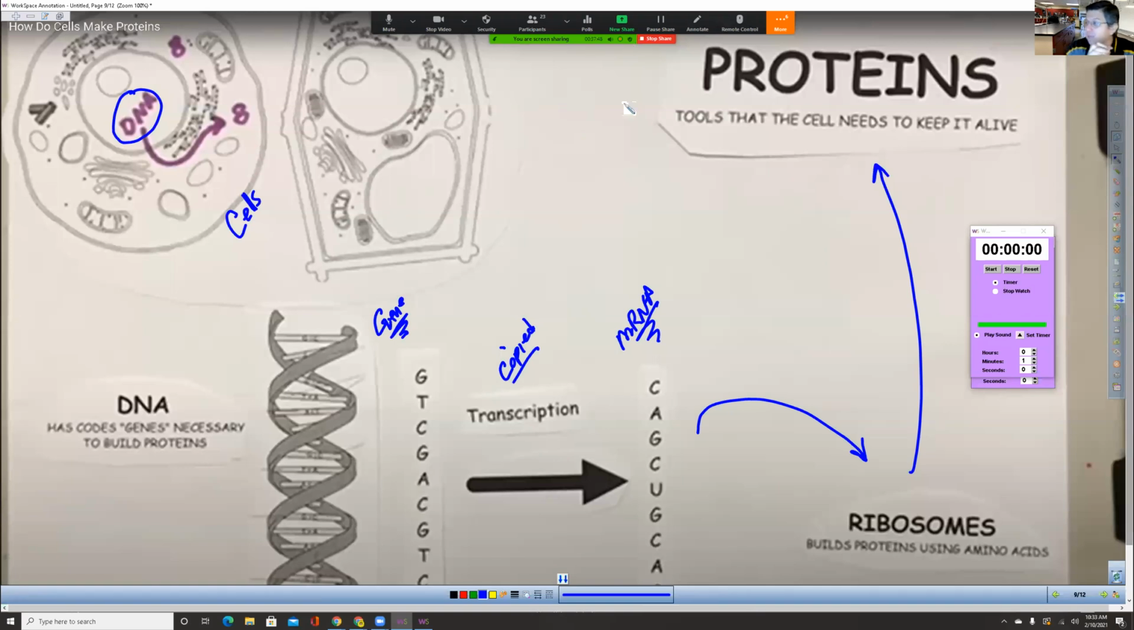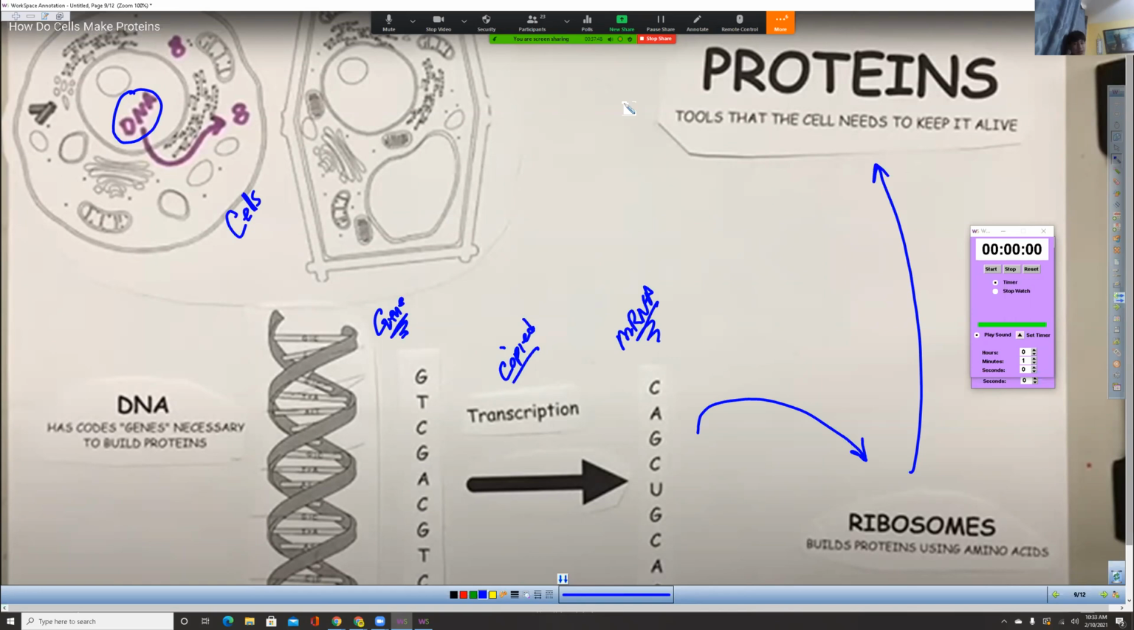Can anybody give me the reason why transcription is important? Transcription is the process of copying a gene. Why is transcription so important? How come you cannot make a protein without transcription? Who can tell me the answer to that question for 4 extra credit points? Why is transcription so important?